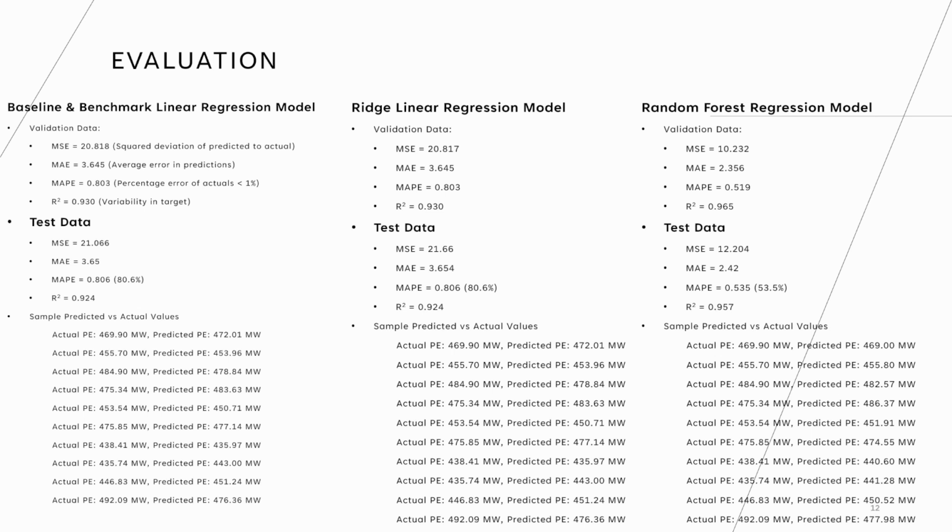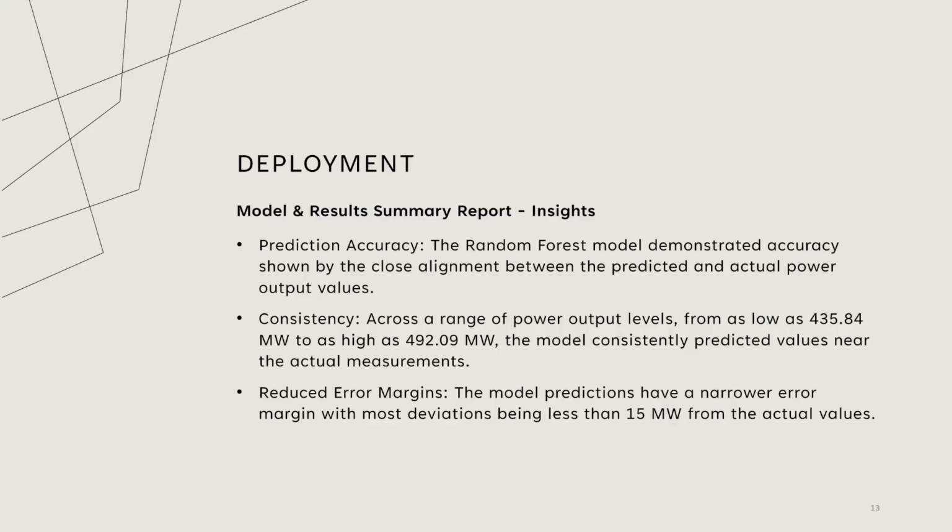Given these results, when we compare the accuracy and the predictive capability across models, random forest not only gives us a lower error rate, but also a higher coefficient of determination, R-squared, indicating a better fit to the variance in the data. The deployment phase report shows building a random forest model accurately and consistently predicts electrical energy output with reduced error margins.